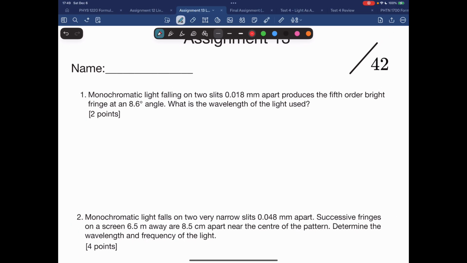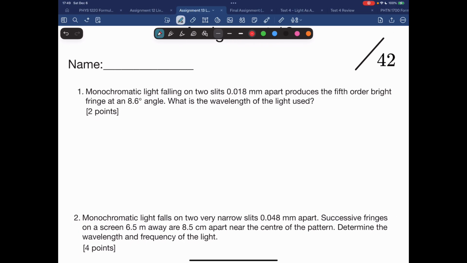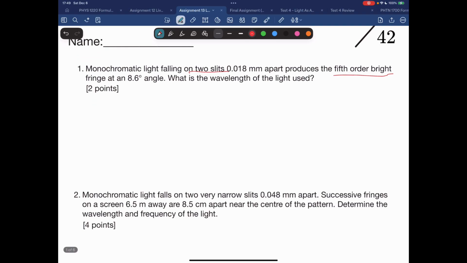Question 1 here. Monochromatic light falling on two slits 0.018 millimeters apart produces the fifth order bright fringe at an 8.6 degree angle. What is the wavelength of the light used?